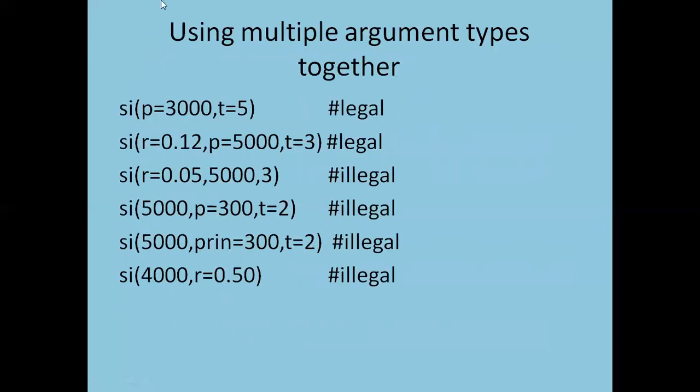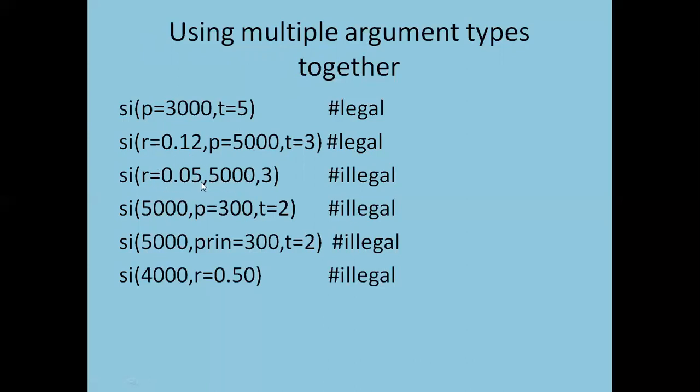Now it's possible to use multiple argument types together. Like the simple interest function that I've already defined, I have principal, time, and rate. By default, I've already defined the rate as 10%. So this is legal, it will still work. And this will also work. Rate is now being changed, and a principal amount here, and this will still work. Here, you may be wondering why it is not working. It's because the positional argument that you define should always come before your keyword arguments.